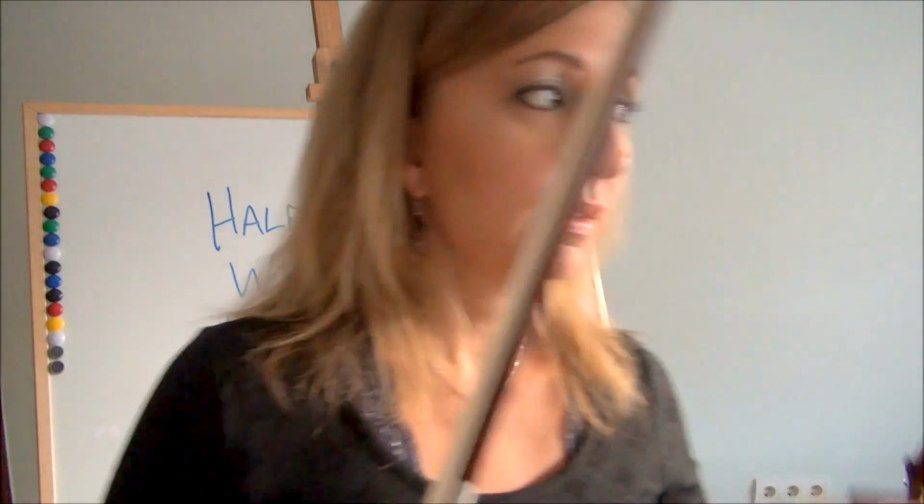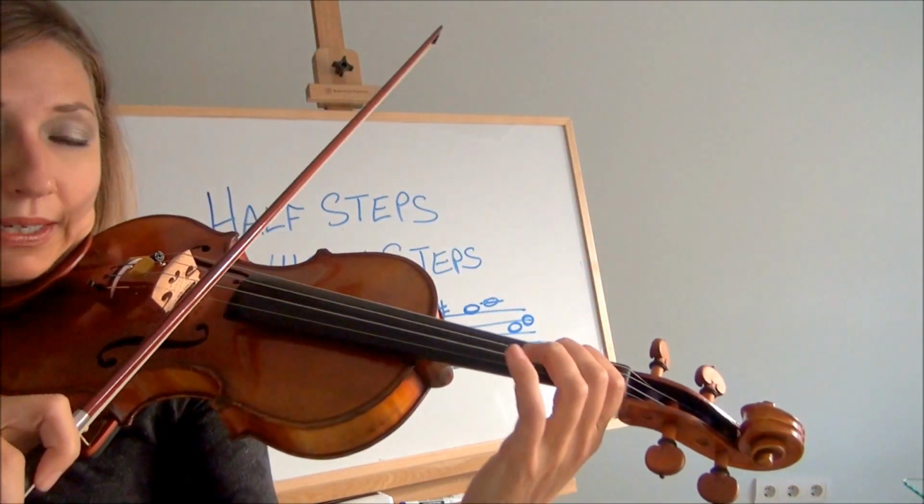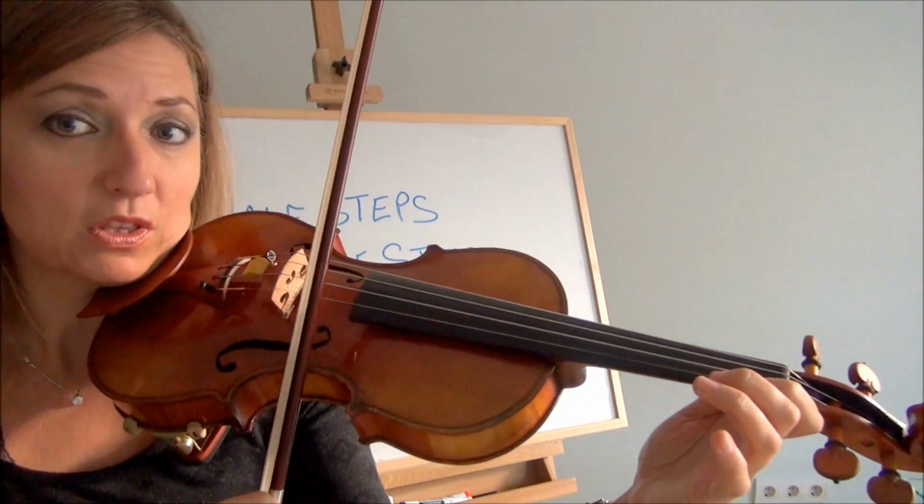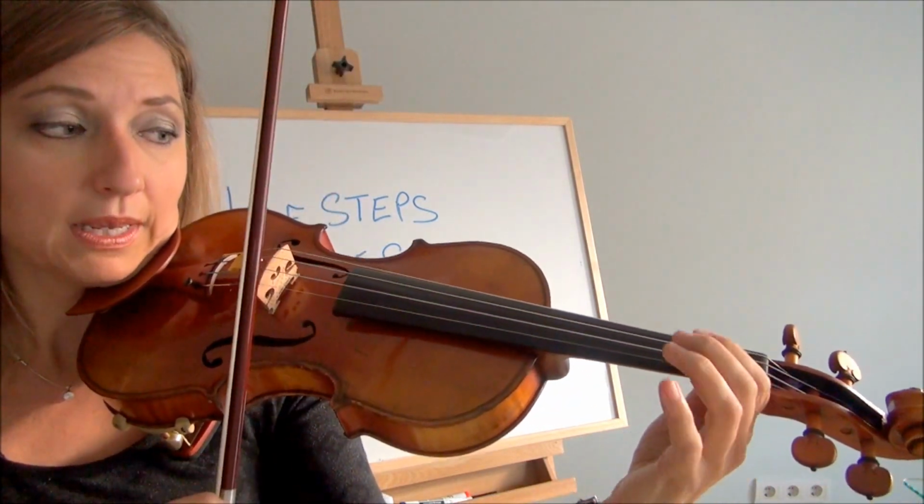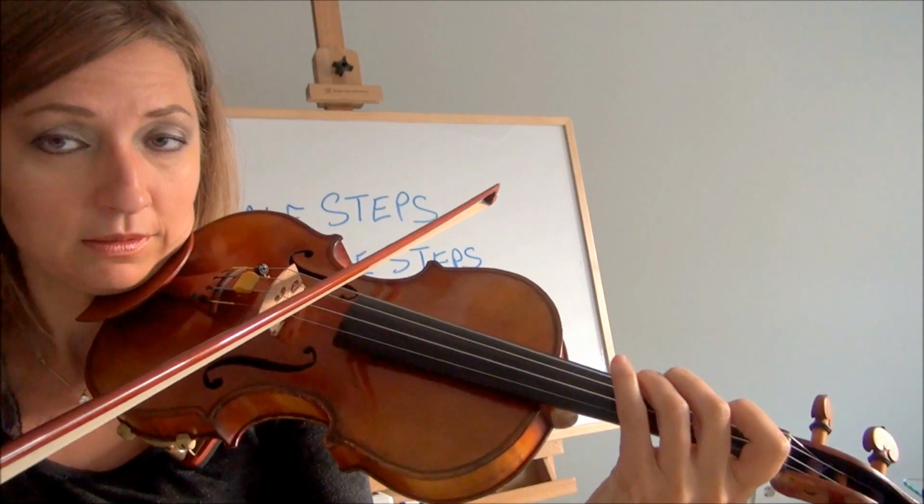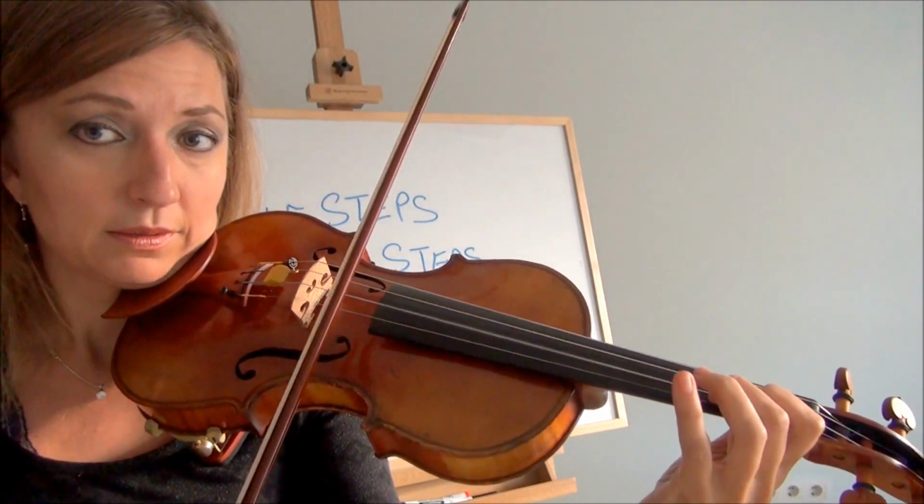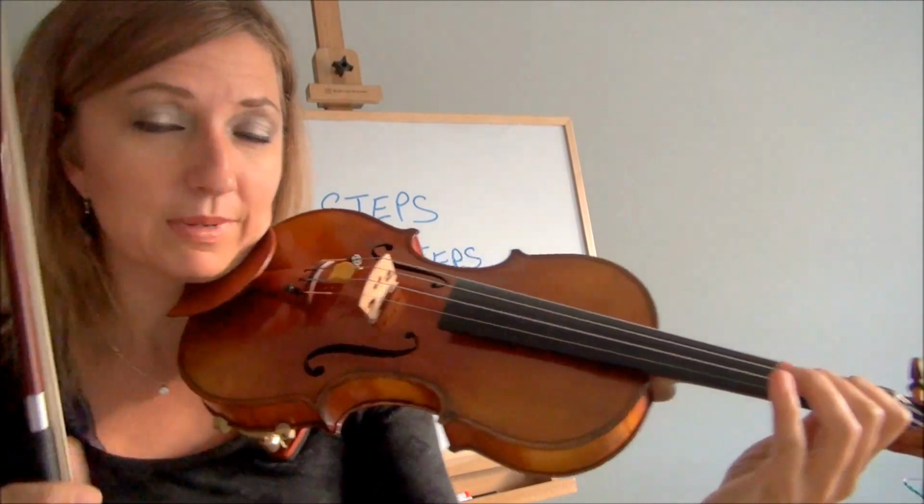So I'll show you on the violin. The half step would be E and F, or open E and F natural, which would be a low 1. Okay, and then B and C. 2 and 3 on the G, 1 and 2 on the A. Okay, so that's the C major half steps.